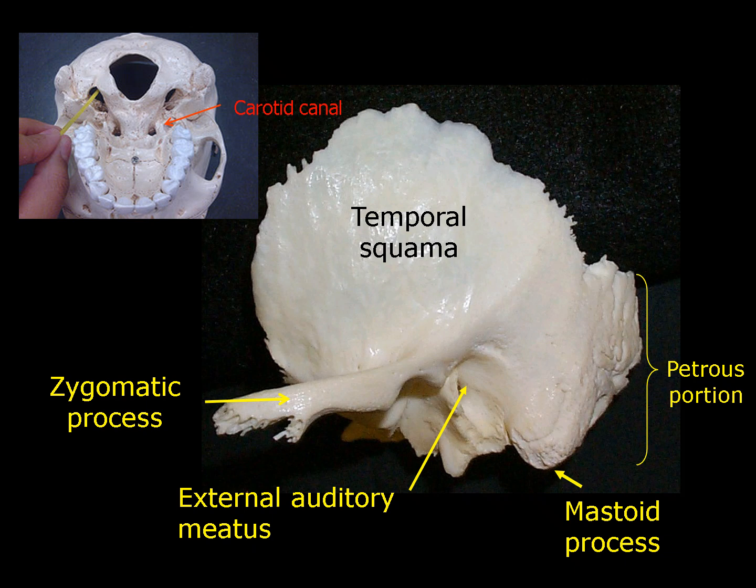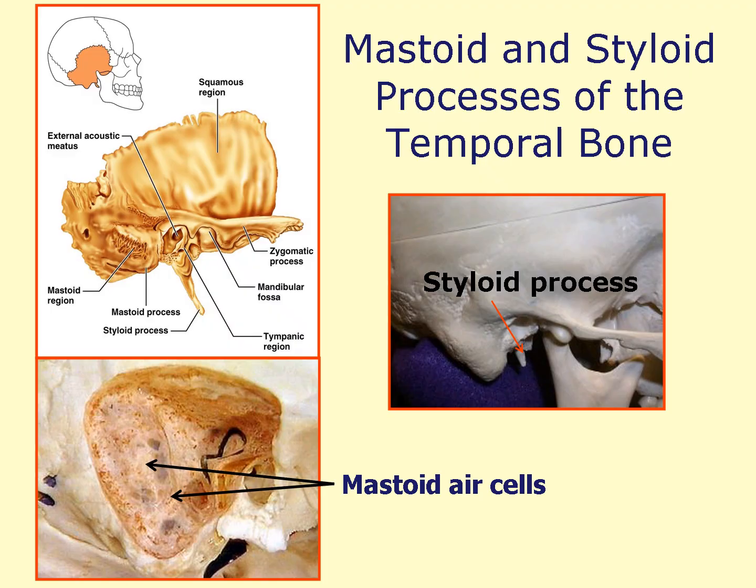From the base of the skull shown in the upper left-hand corner, the carotid canal (red arrow) and the jugular foramen are visible. The internal carotid artery enters the skull to supply the brain via the carotid canal. The jugular foramen serves as an entrance and exit point for cranial nerves IX, X, and XII, and the internal jugular vein.